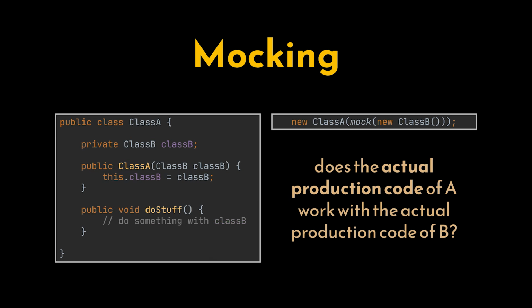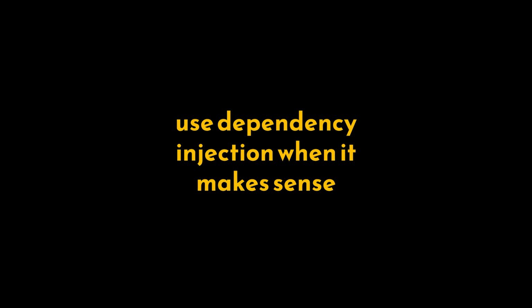Testing can also be misleading. Say we inject and mock B while testing A. Our tests may pass, but we're never 100% sure that the actual production code of A will work with the actual production code of B. All we tested was an injected mock. So, my last word is this: use dependency injection when it makes sense. If not, you could be adding complexity instead of clarity.